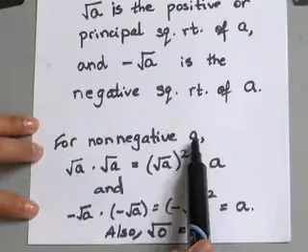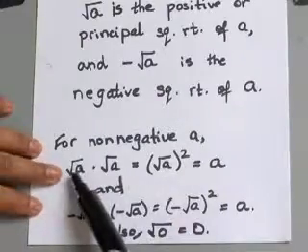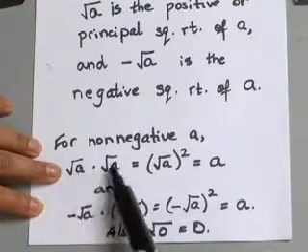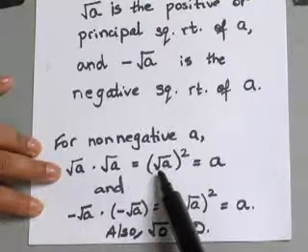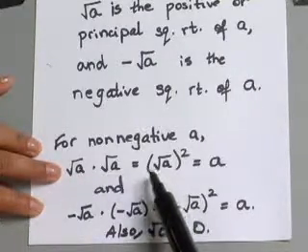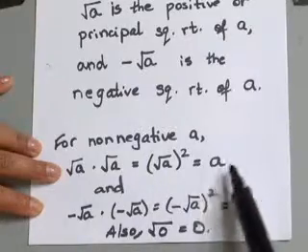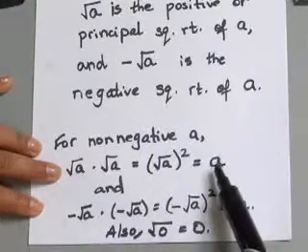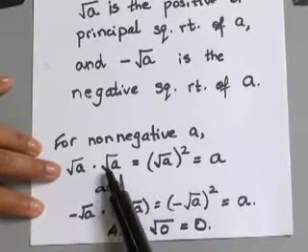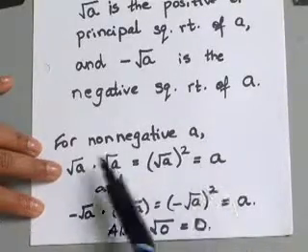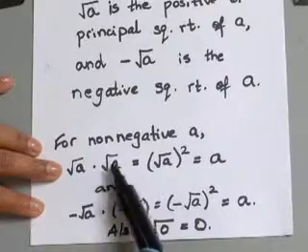For any non-negative a, if you take the positive root or the principal root and multiply it into itself, which basically means if you take the square of a square root, your answer is going to be the number a that you started out with. So if you take the square root of a and multiply it into the square root of a, your answer is going to be just the number a.